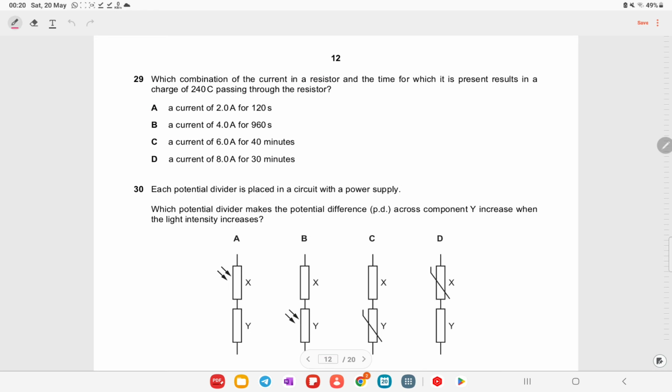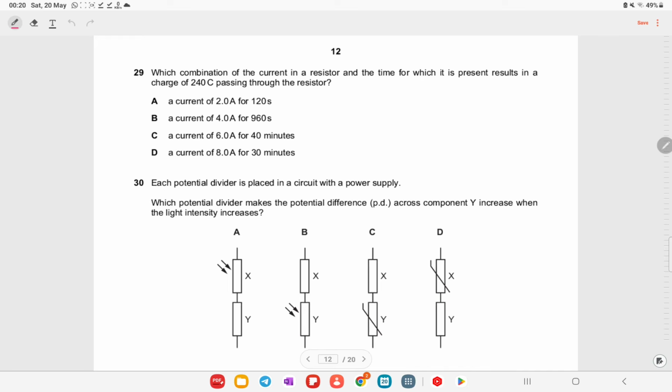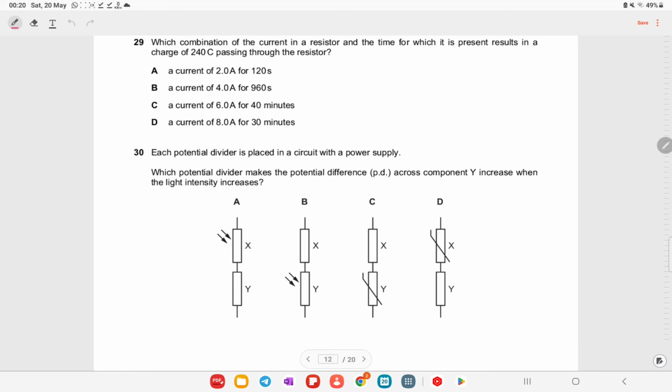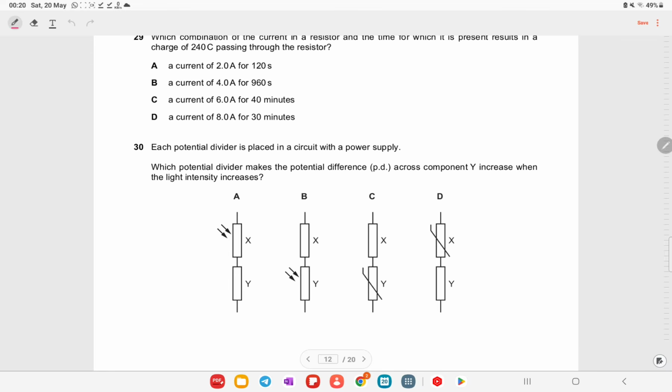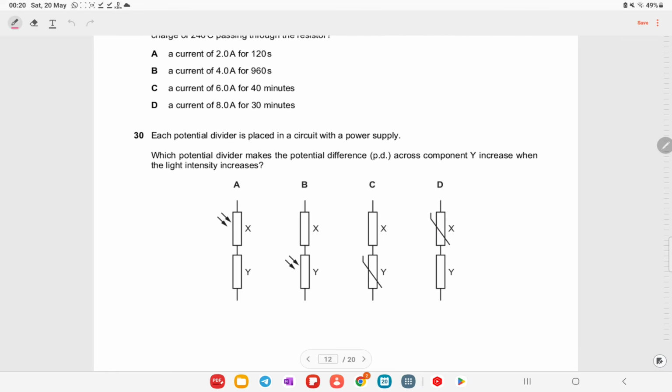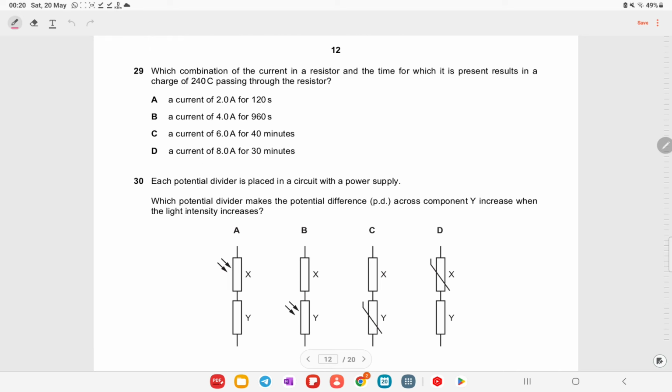Which combination of the current in a resistor and the time for which it is present results in a charge of 240 coulombs passing through the resistor? A current of 2 ampere for 120 seconds, current 4 ampere for 960. So we need to check this. We know the formula I equals Q over T, and we can rearrange this: Q equals I times T.